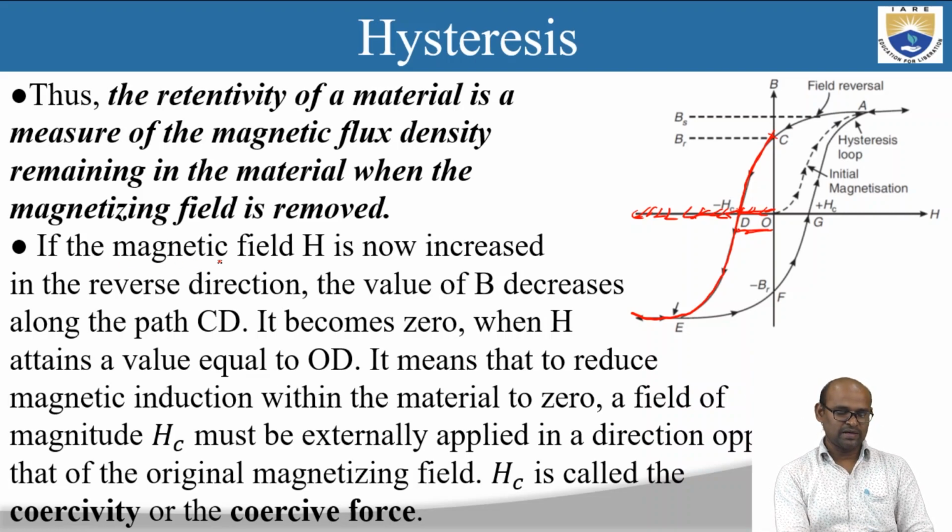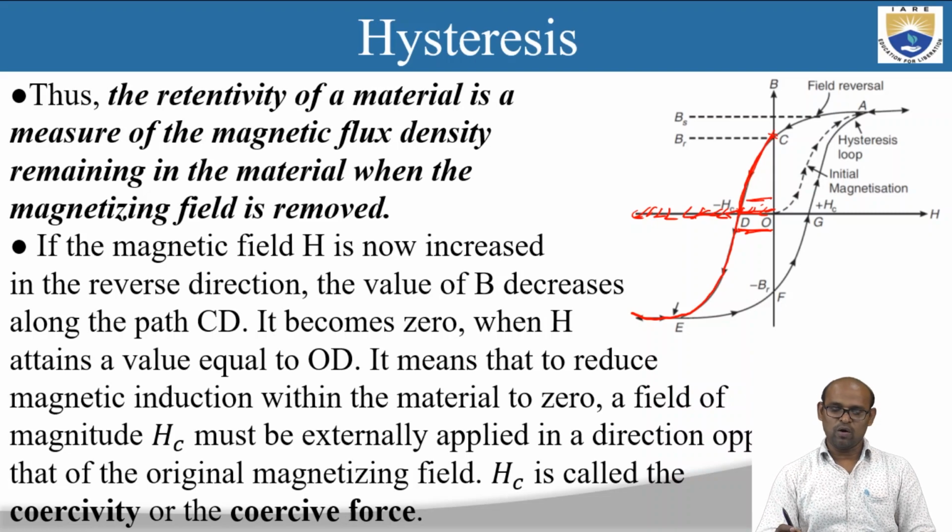Okay, so if the magnetic field H is now increased in the reverse direction, the value of B decreases along the path CD. It becomes 0 when H attains a value equal to OD. It means that to reduce magnetic induction within the material to 0, a field of magnitude HC must be externally applied in a direction opposite to that of the original magnetizing field. So HC is called coercivity or coercive force.